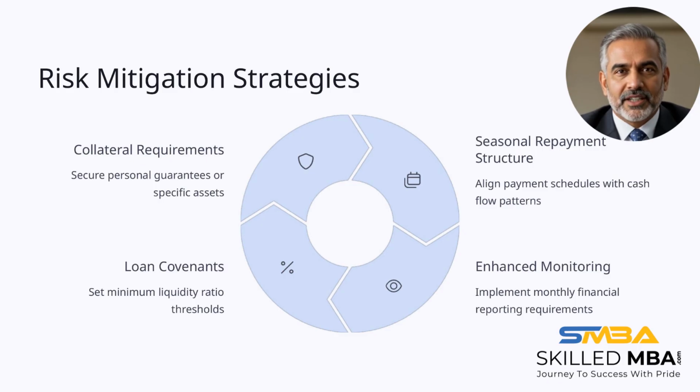Collateral requirements involve securing personal guarantees or specific assets to mitigate risk. Seasonal repayment structures align payment schedules with cash flow patterns, ensuring financial stability. Enhanced monitoring through monthly financial reporting is crucial. Loan covenants set minimum liquidity ratio thresholds, providing a safety net against financial instability.